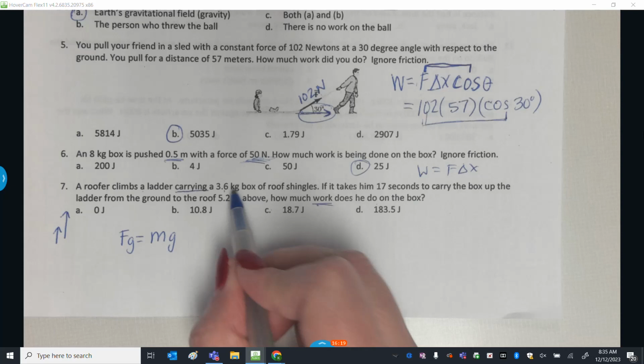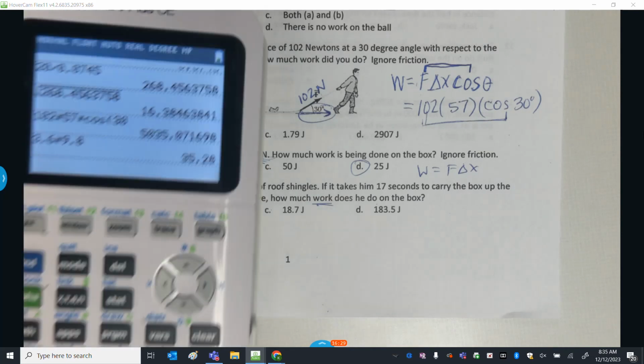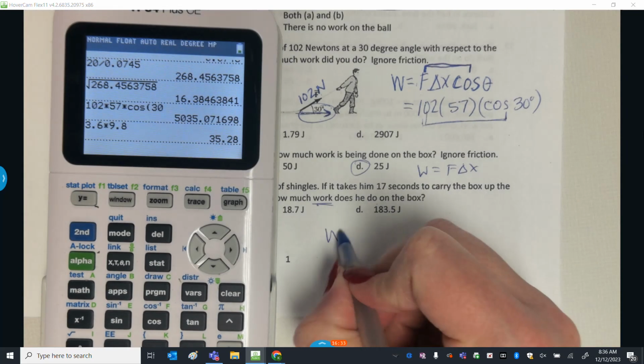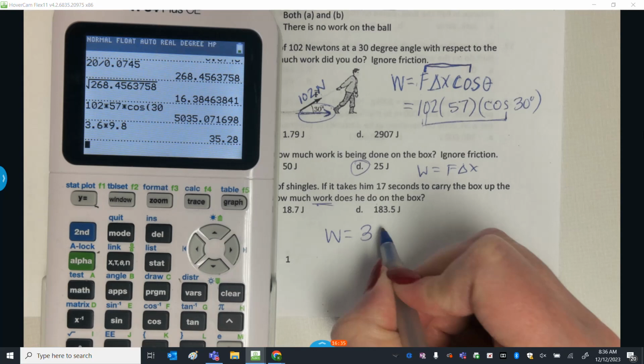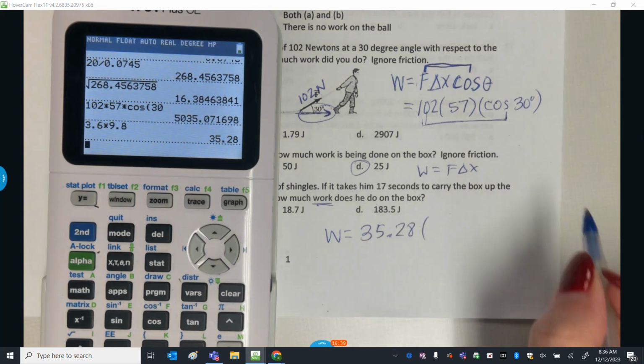We're going to multiply 3.6 times 9.8. That's going to give us the force. So 3.6 times 9.8 gives me 35.28. And so that's going to be my force. So when I go to find the work, I'm going to use 35.28 as my force, and I'm going to multiply it by the displacement.